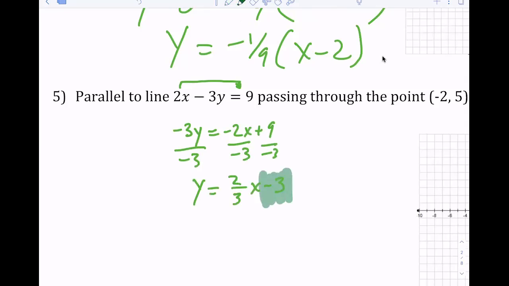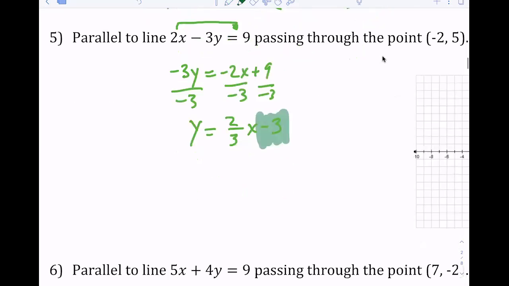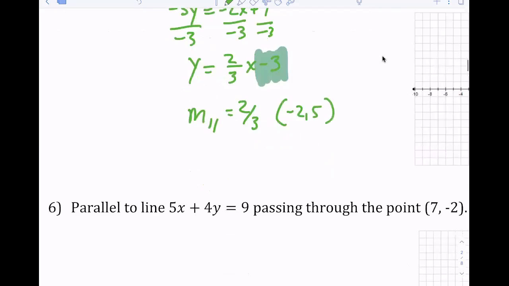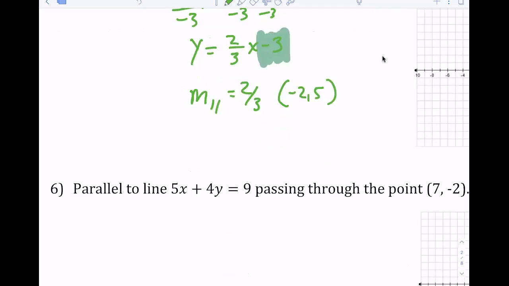No, I'm looking for the slope. So what is the slope of the parallel line? 2/3. What point does it go through? -2, 5. Yes. Now tell me the equation. y minus 5 equals 2/3 times x plus 2. Come on, guys. I'm expecting everybody to be able to do that.